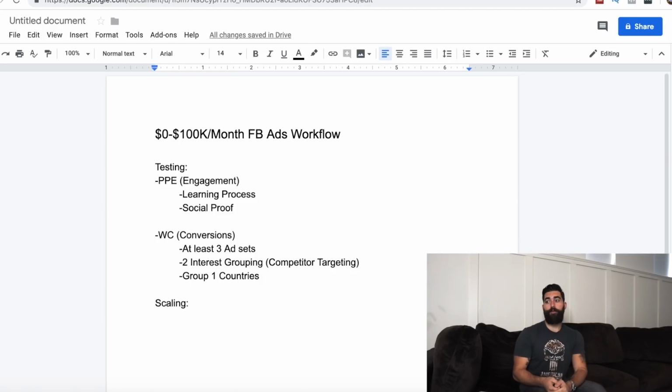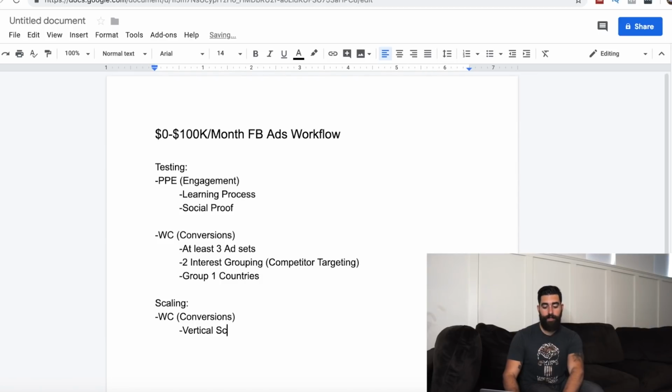Typically what people do with this is they're immediately going to jump into lookalike audiences. What I recommend you do is stick with conversions. And what you're going to be doing here that's different than what we were doing in the testing phase is, one, you're going to be vertically scaling. I don't want this to be your main focus. This is what everybody focuses on, and this is not the way to scale fast.